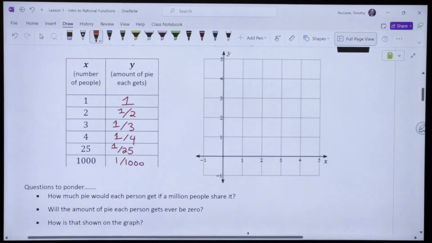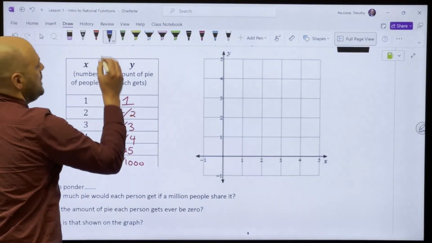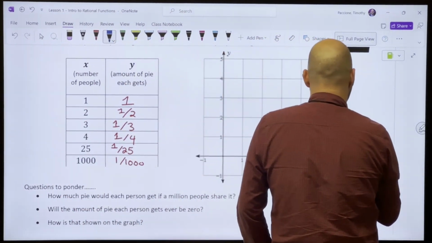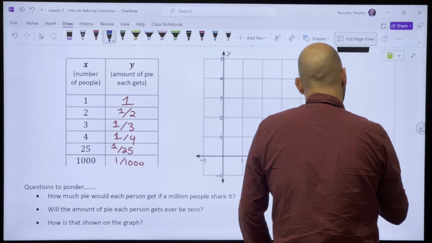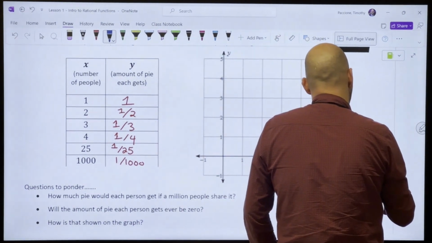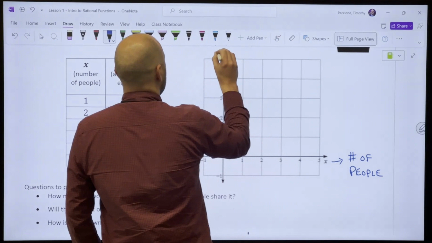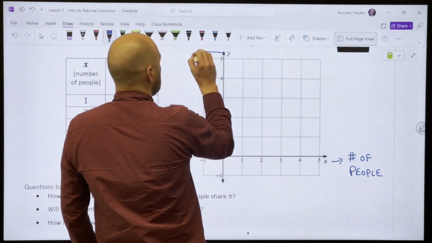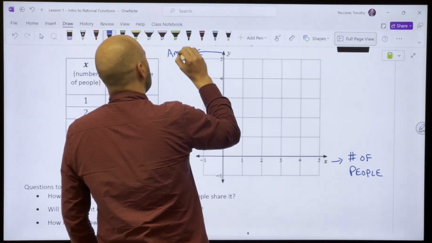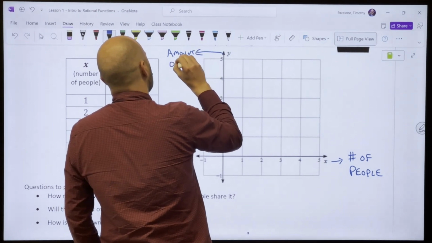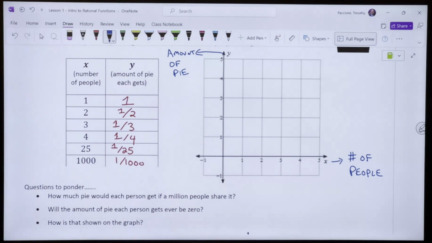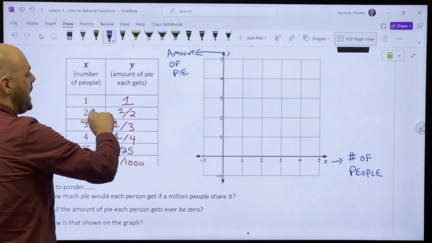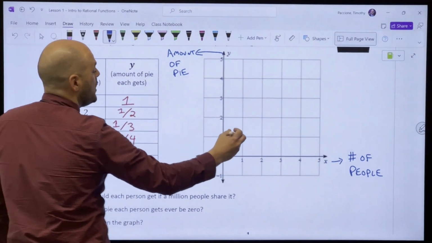Okay, now we go to plot these points. We're just going to plot what we got so far. What was X again? What did it represent in terms of the situation? The number of people. And then Y was the amount of pie they got. Okay, so one person, X, got 1 pie, so X is 1, Y is 1.